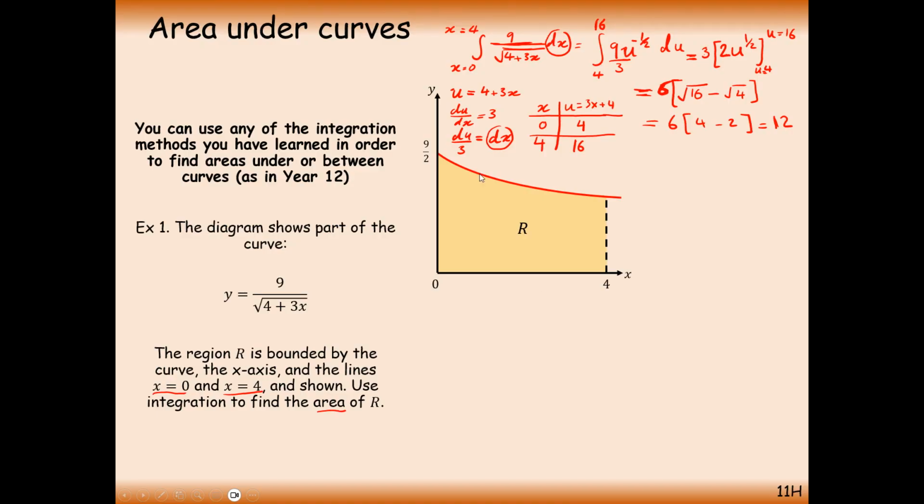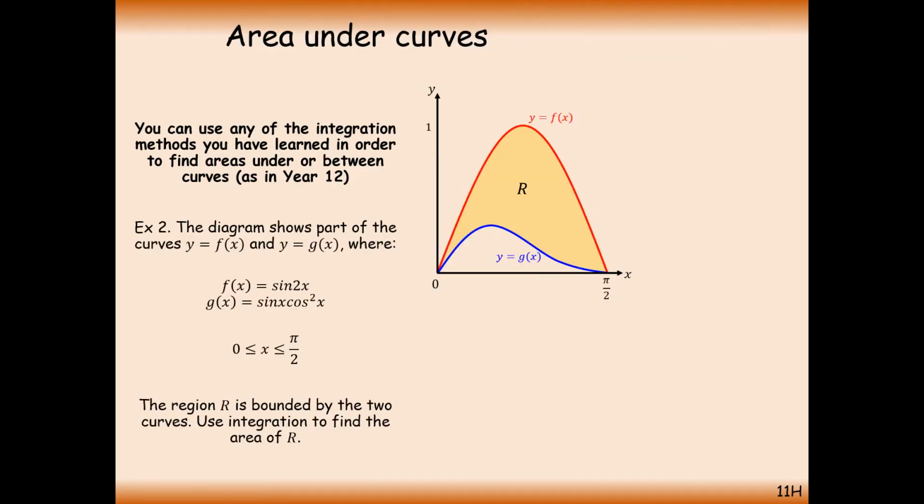Okay, so let's look at the next example. In this example, we have two functions. f of x is sine of 2x and g of x is sine of x multiplied by cos squared x. Both of these range from 0 to pi over 2, but the area is bounded by two curves. This is where you have to subtract g of x from f of x.